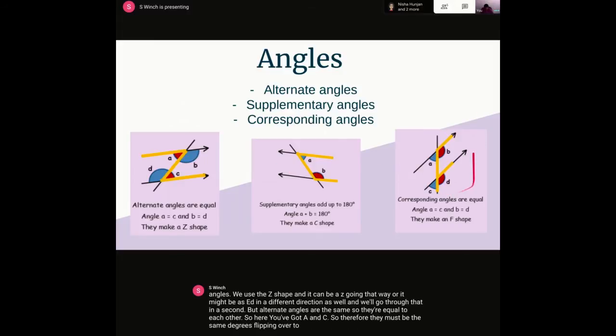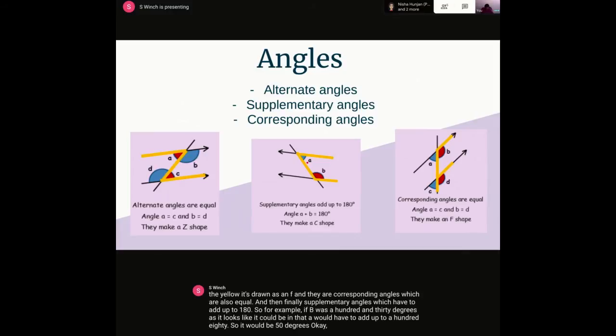Flipping over to corresponding over here, you can see an F angle. So in the yellow, it's drawn as an F, and they are called corresponding angles, which are also equal. And then finally, supplementary angles, which have to add up to 180. So for example, if B was 130 degrees, as it looks like it could be, then that A would have to add up to 180, so it would be 50 degrees.